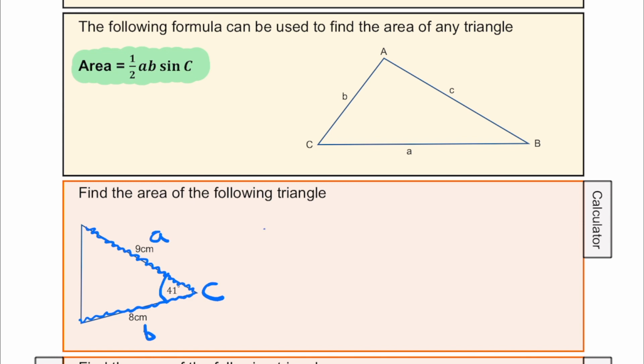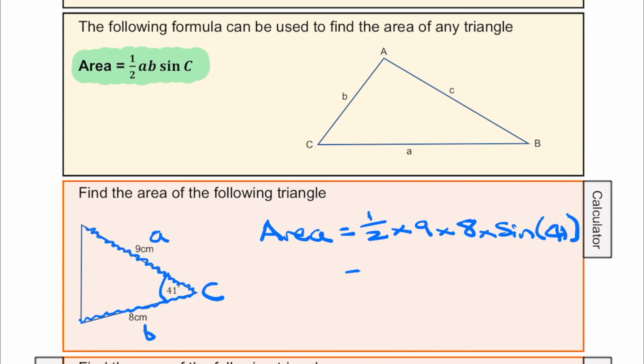Then from there, all that we do is substitute everything in. So half AB sine C, so a half times by A times by B and times by sine of C, which we know is 41 degrees. And then simply put that in your calculator and we get 23.6 to three significant figures.